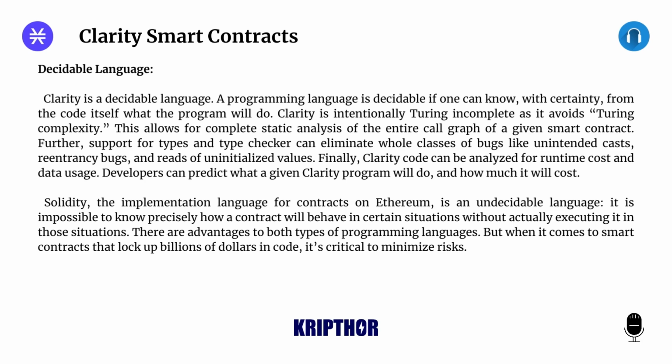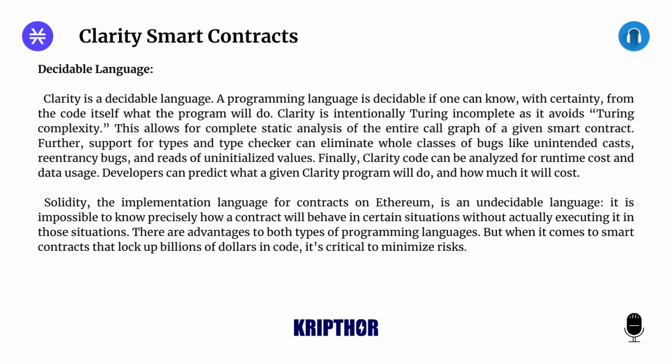Clarity is intentionally Turing incomplete as it avoids Turing complexity. This allows for complete static analysis of the entire call graph of a given smart contract. Further, support for types and a type checker can eliminate whole classes of bugs like unintended casts, reentrancy bugs, and reads of uninitialized values. Finally, Clarity code can be analyzed for runtime cost and data usage. Developers can predict what a given Clarity program will do and how much it will cost.